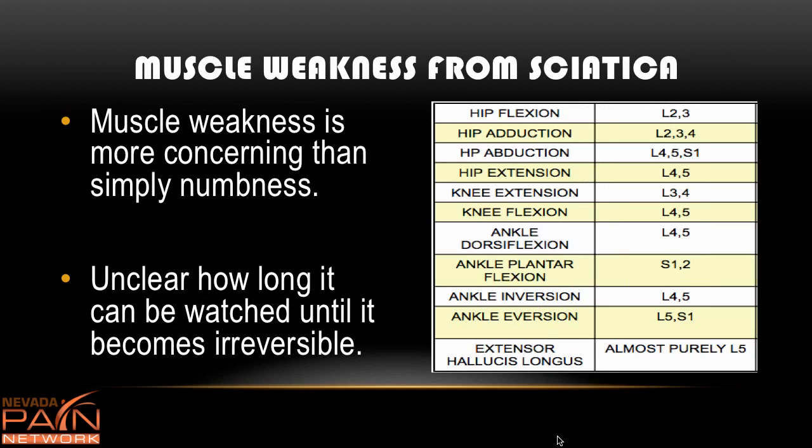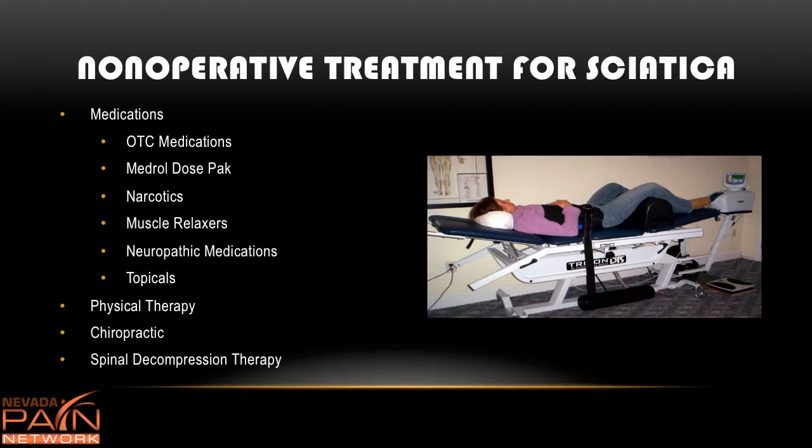Okay? And here's a chart showing what happens with muscle weakness. So it's more concerning than just numbness because it's unclear if you watch muscle weakness how long before it becomes irreversible. We just don't know. So for instance, trying to extend your knee, that involves L3 and L4. Picking up your foot, which is ankle dorsiflexion, that's L4 and L5. And then everting your ankle, which is rolling it out, is L5 and S1. So these are the motor tests that the doctor will do, and if there's weakness there, he or she can tell what might be affected.